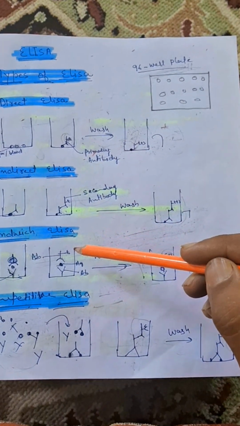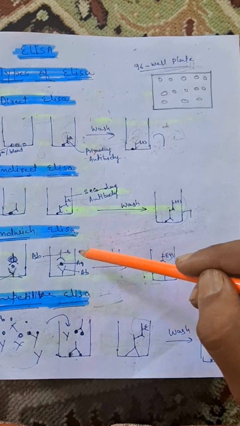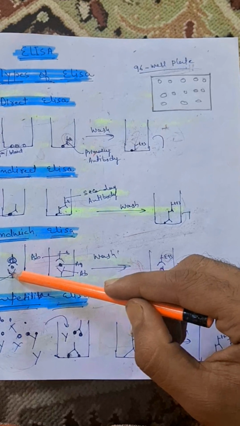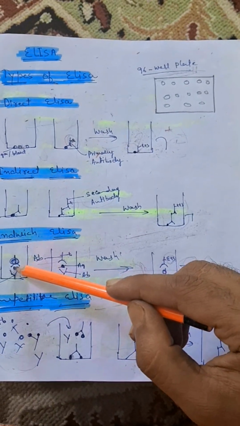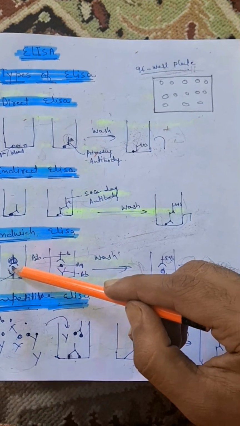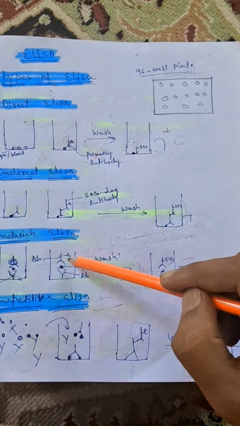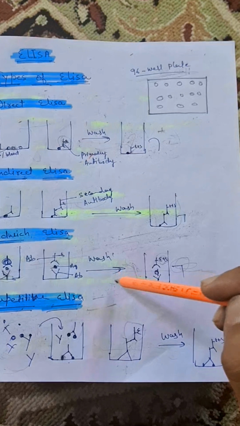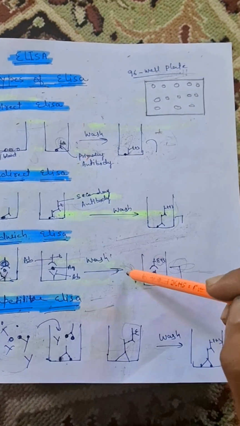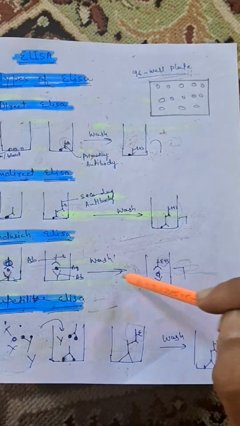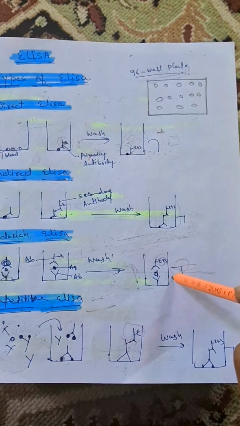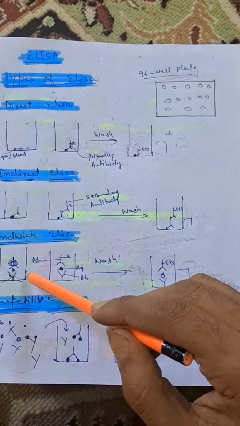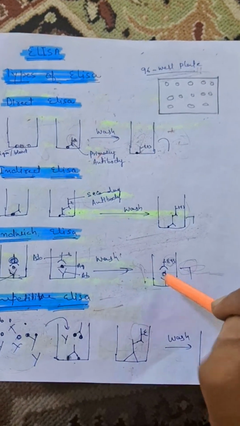Then there is another type, sandwich ELISA. In sandwich ELISA, we first incubate an antibody. Then we use the antigen or a blood sample. Then we use a secondary antibody enzyme linked. Then we wash, use the substrate for that particular enzyme, wash the tube and see the results. If there is an infection, then it will be detected here.